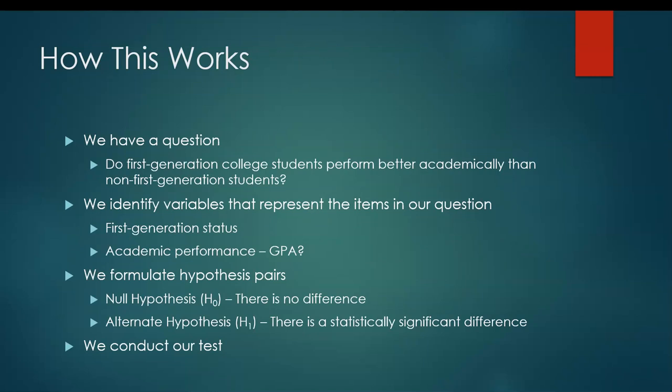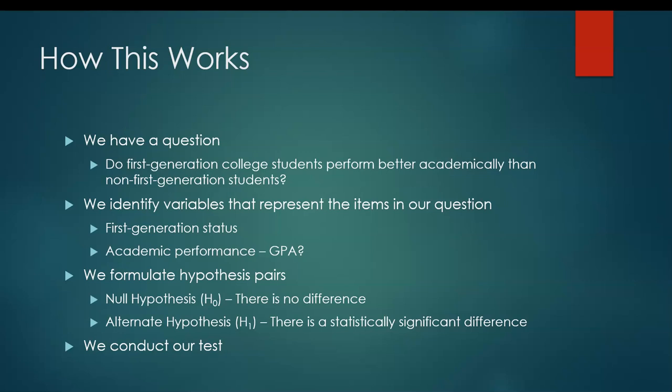We start with a question, and I will use this example. Do first-generation college students perform better academically than non-first-generation students? First-generation students are students who are the first ones in their families to go to college. And non-first-generation students are not the first ones in their families to go to college. Maybe they had a parent that finished college, or several members of the family have already preceded them through college. So our question is, do first-generation college students perform better academically than non-first-generation students?